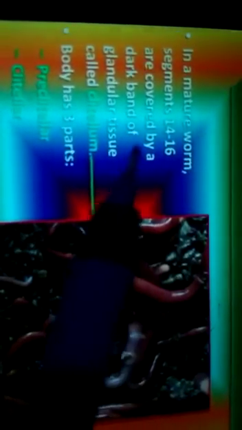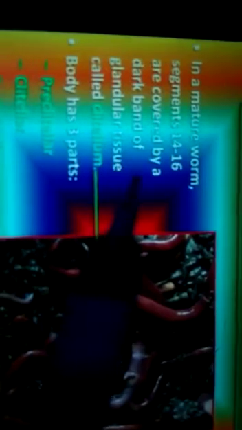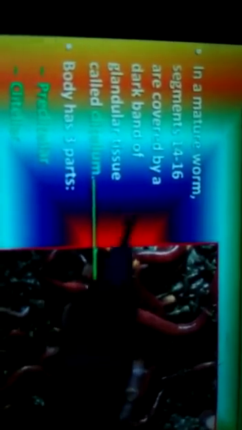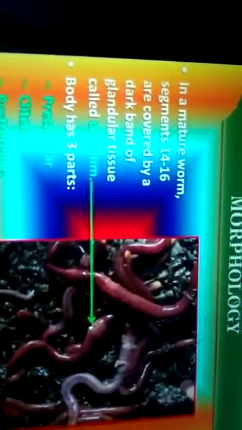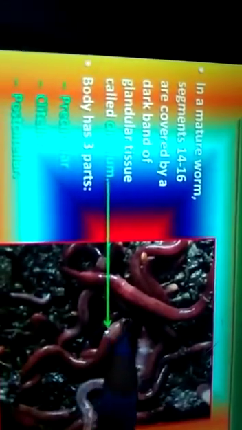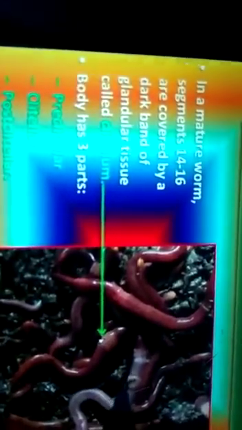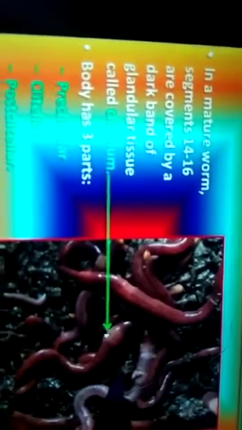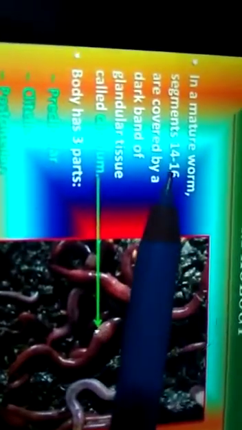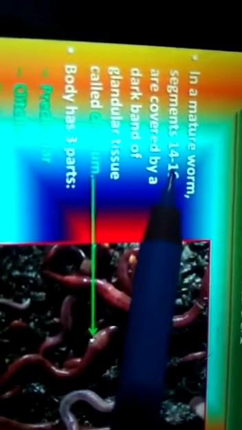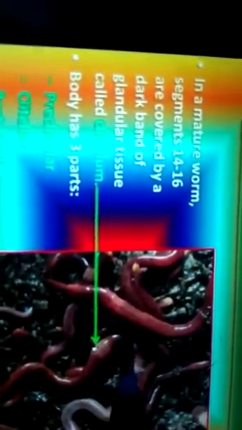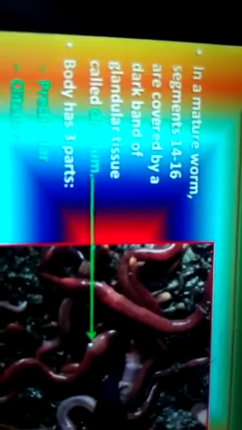Clitellum. In the matured worm, the segments are covered by a dark band. A prominent dark band of glandular tissue is called the clitellum. It generally appears as a swelling covering several segments, 14 to 16, including 3 segments: 14, 15, 16.